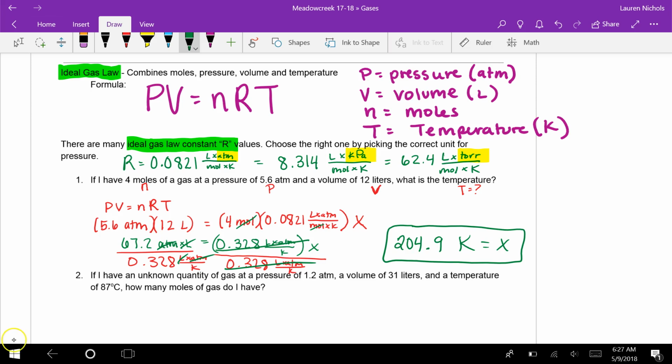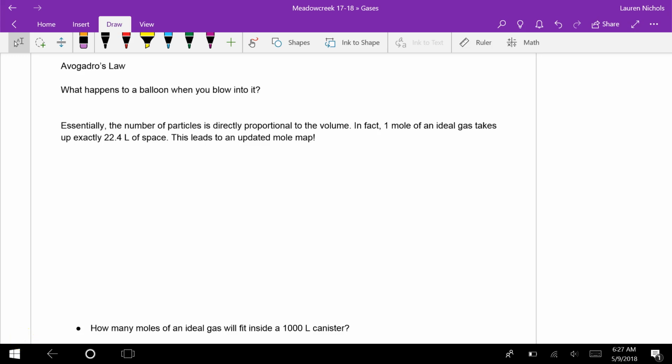Okay, now, the last thing that I want to talk about is Avogadro's law. Now, as you recall, we know that Avogadro's number is 6.02 times 10 to the 23 particles per mole. Okay, and I'm sure you're wondering, if that is his number, then what is his law?